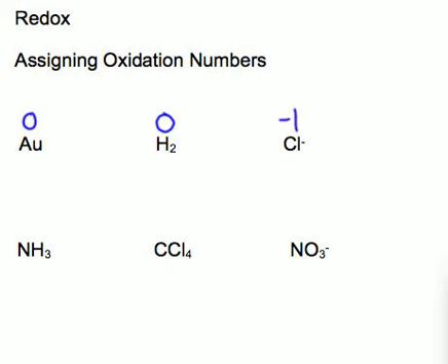All right, the next ones are a little bit trickier because we have molecules. Basically, the thing to look for, if you look at these three molecules that we have, is that the sum of the oxidation numbers needs to equal the overall charge of the molecule. Okay, so for NH3 and CCl4, those are neutral molecules, and so the sum of all of the oxidation states needs to be 0. For NO3 minus, since the molecule has a -1 charge, all of the oxidation states need to add up to -1.